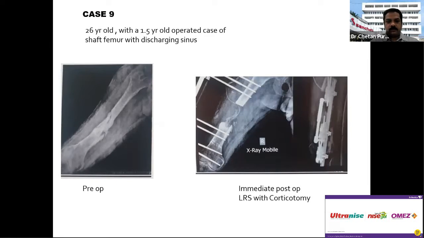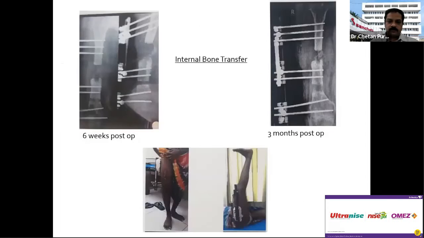Another case, now this case you can see previously nailing done, infected. Bone ends are completely sclerotic, necrotic. That bone will never heal no matter what you do. So you're left with no option but to excise it, and then you're left with a big defect. So to cover the defect, we did a distal femoral corticotomy and a bone transport with the help of the CD units. This is showing the bone transport in progress.